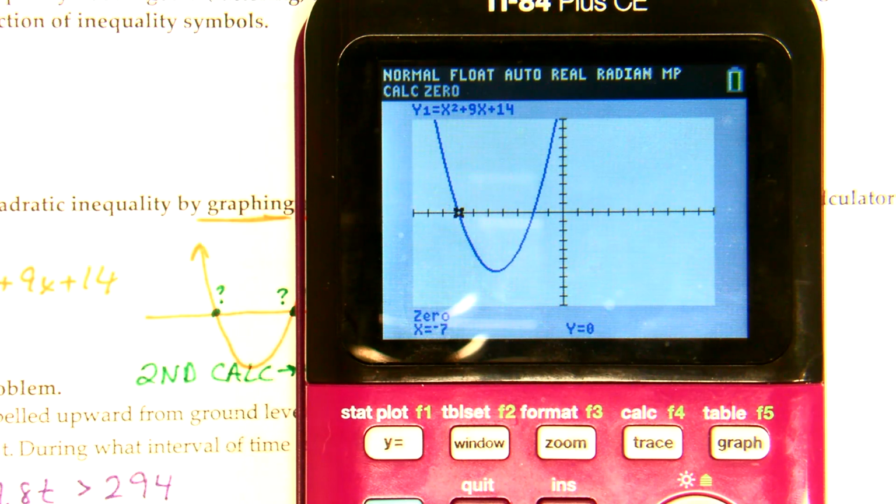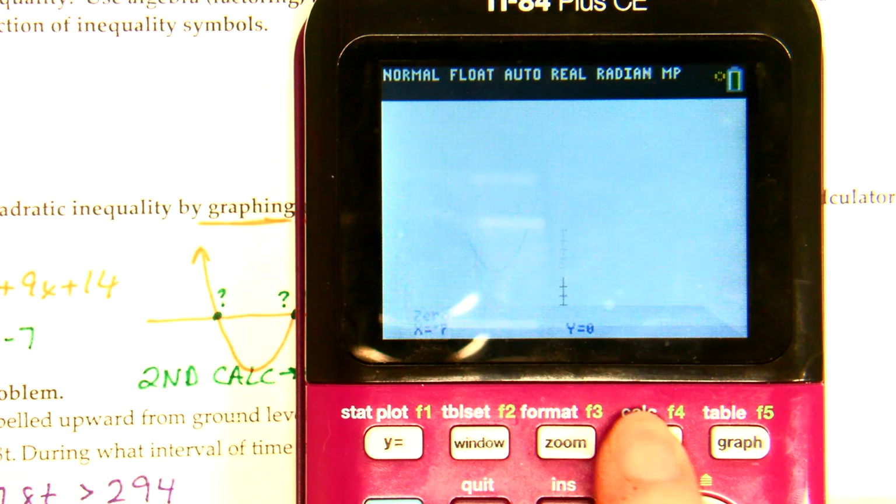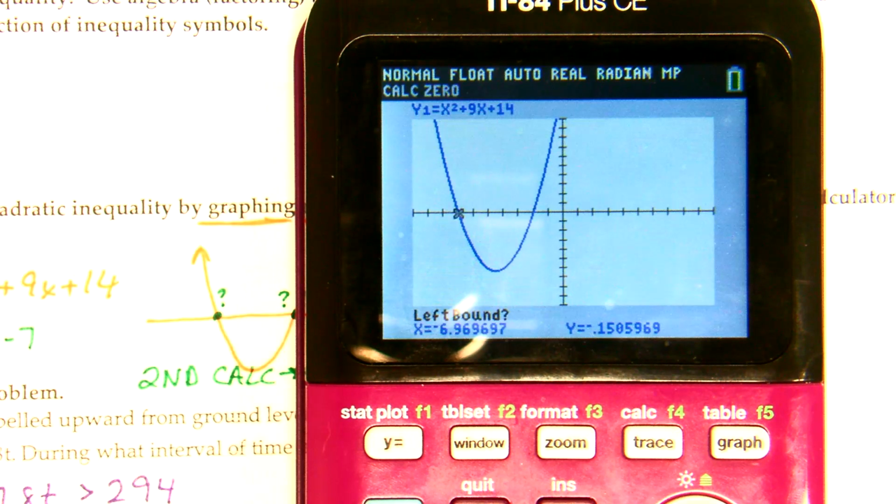Okay, so we know one of these places is going to be -7. And then we repeat the process, yes? Second calc, 0. And that's the thing. Even if you set your boundaries real big, you still have to repeat the process twice because you can't find 2 at the same time.